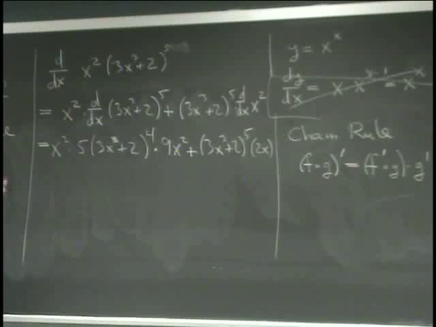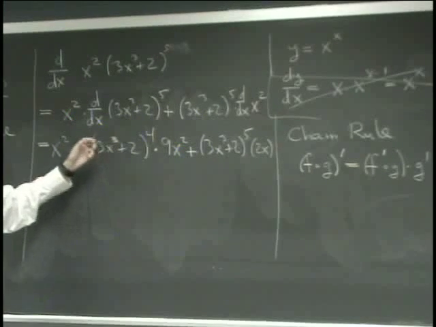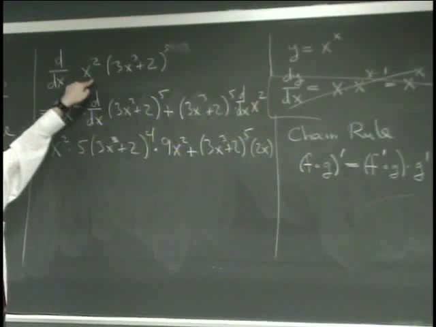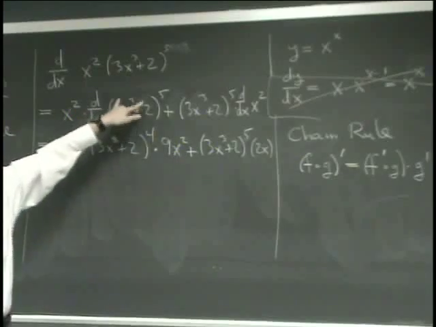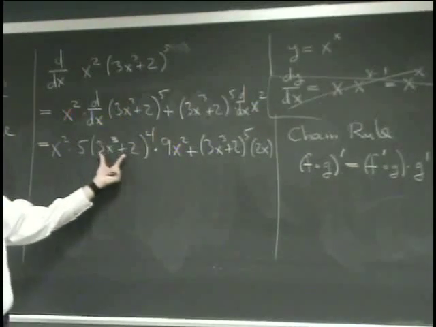Right? So we used, well, almost all of our rules. We didn't use the quotient rule, right? We used the product rule to evaluate this, because it's a product. We used the chain rule to evaluate this. It was a composition of functions. We used the sum rule, right?